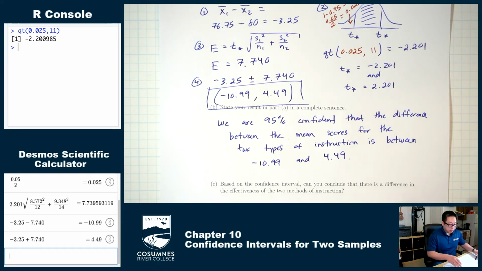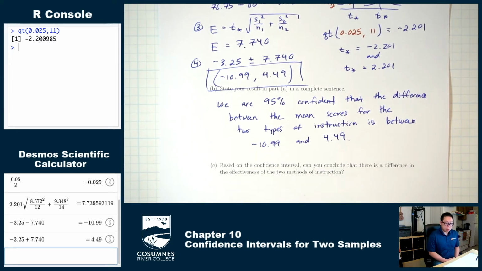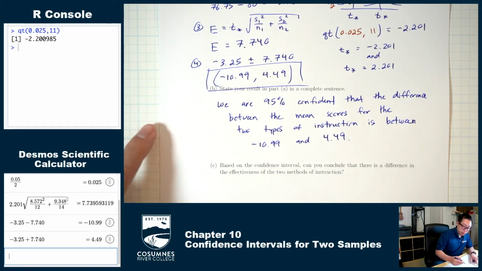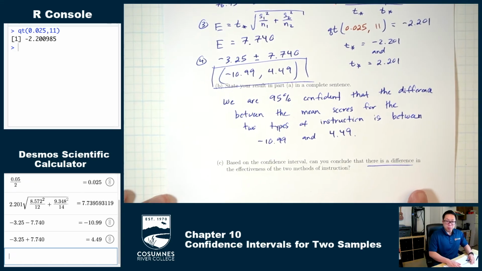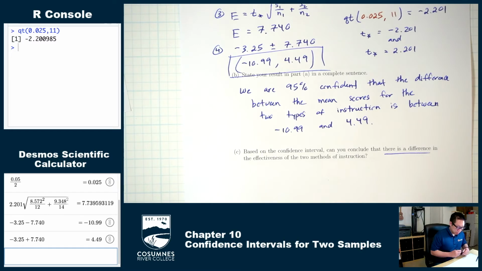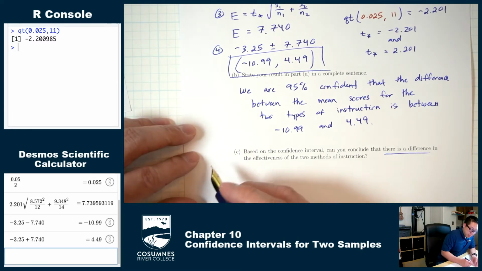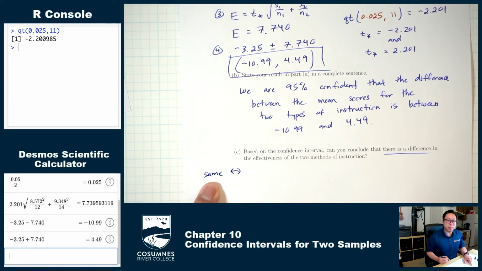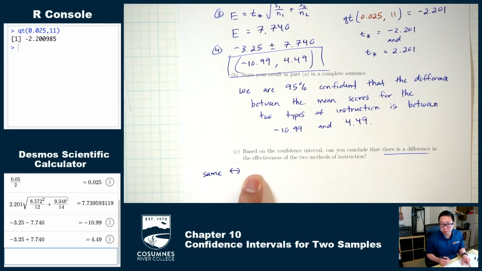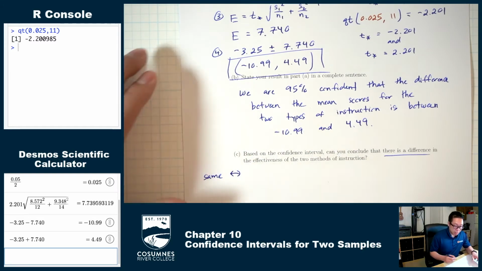Part C. Based on the confidence interval, can you conclude that there is a difference in the effectiveness of the two methods of instruction? Okay, can you conclude that there is a difference? What does this mean? So let me talk about some English here. What does it mean to be the same? So another way to say being the same is that there's no difference, right? Being the same is the same thing as saying there's no difference, which is the same thing as saying that the difference is zero.